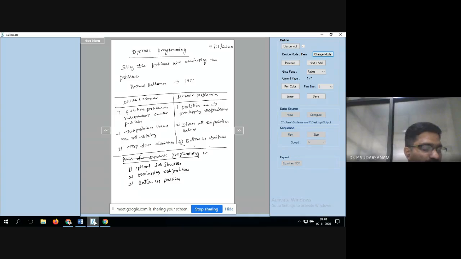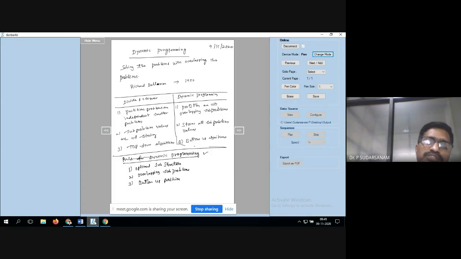Next, overlapping subproblems is nothing but a recursive solution containing a small number of distinct subproblems repeated many times. So recursion is different and overlapping subproblems is different. Overlapping means one problem contains one more problem, and that contains one more problem. That is called overlapping subproblems. Recursion is a way of solving, like we have already seen in the second unit.